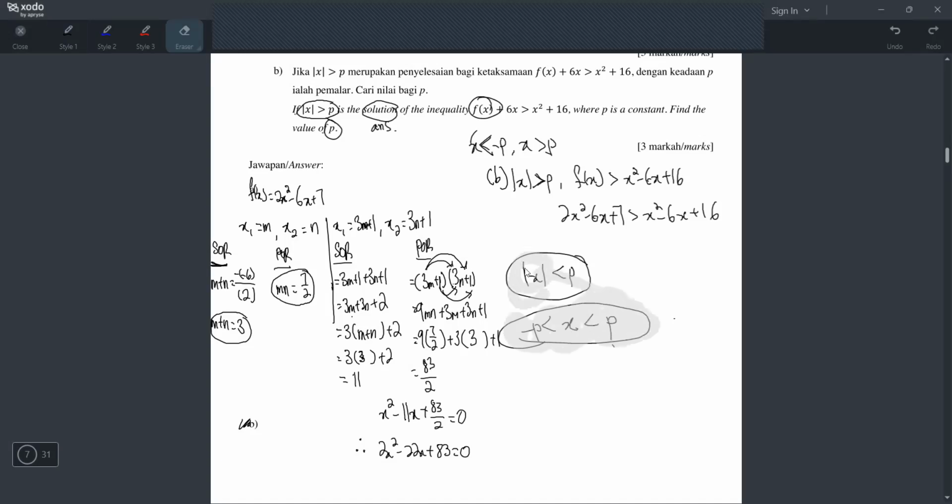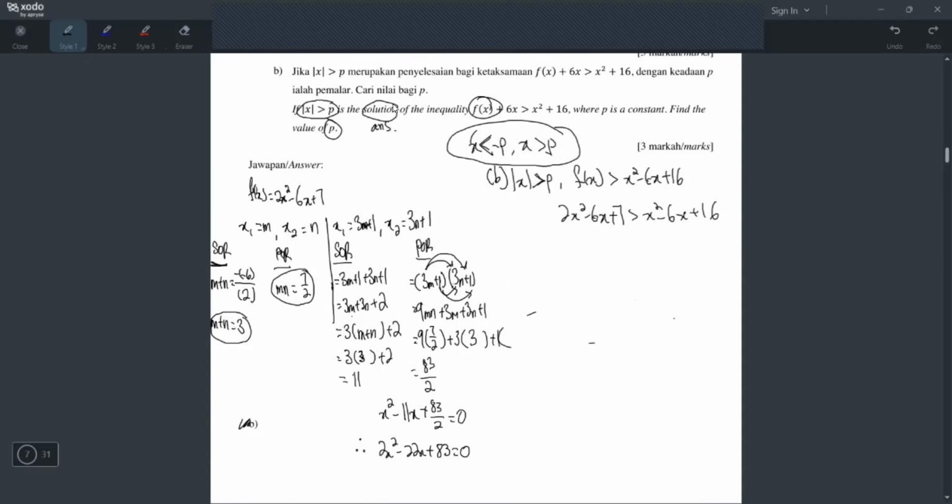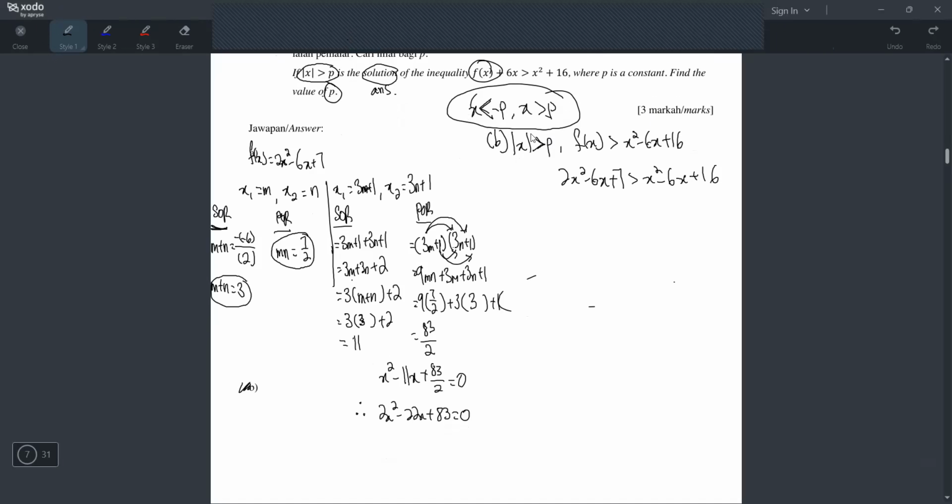So what they want you to find later is p, right? So what should you do now? This is actually the solution. They already mentioned this is the solution, it means this is the answer. So what I do now is I solve this inequality myself and then compare my answer with the answer yang dia bagi, and then I will get my p value, right? Compare later. Okay, now we solve this inequality.